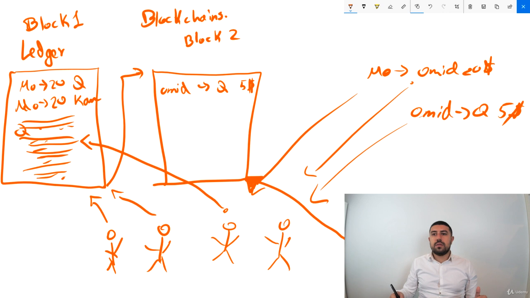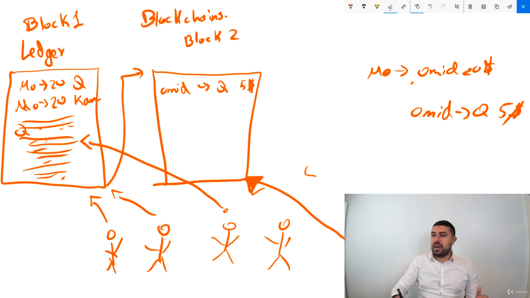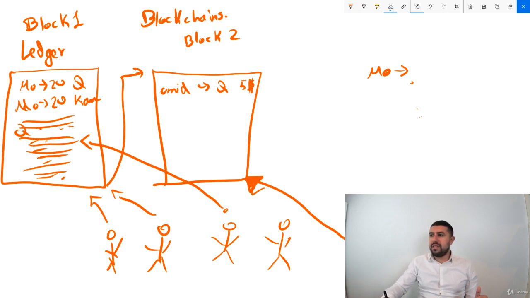Now, there are still issues in this situation. Yes, we understand that we have digital signatures and all of that, which can give us confidence that whatever we see here is true. But who creates these blocks? Who says that this block is correct?